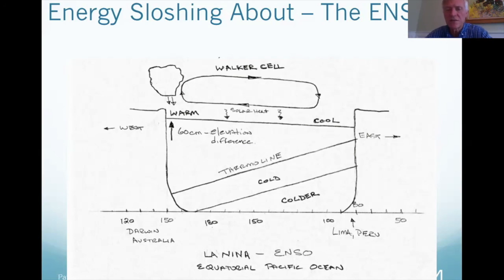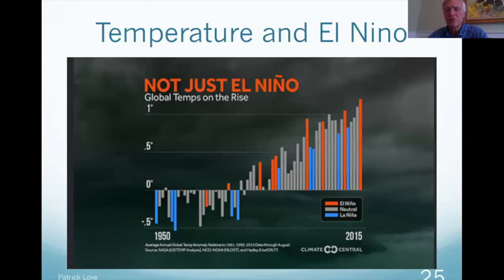Some have suggested that the ENSO is a cause of warming, right? And I'd like to show you a graph. This is a graph of warming. This is taken from Climate Central, which is a website that has excellent graphics about climate change. If you wish to look at other graphics, they've produced a lot of them.